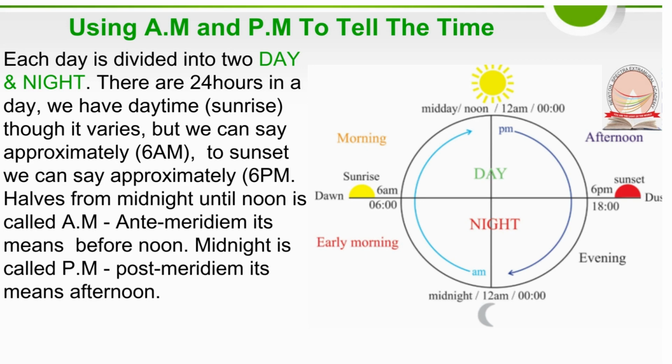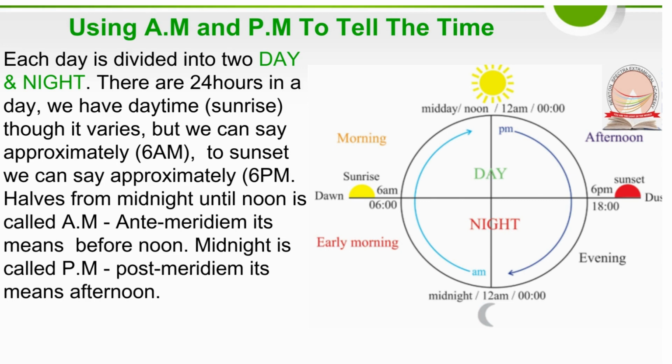Using AM and PM to tell the time. Each day is divided into two, day and night. There are 24 hours in a day. We have daytime, which starts at sunrise, though it varies from place to place, but we can say approximately 6 a.m. Then for sunset, we can say approximately 6 p.m.